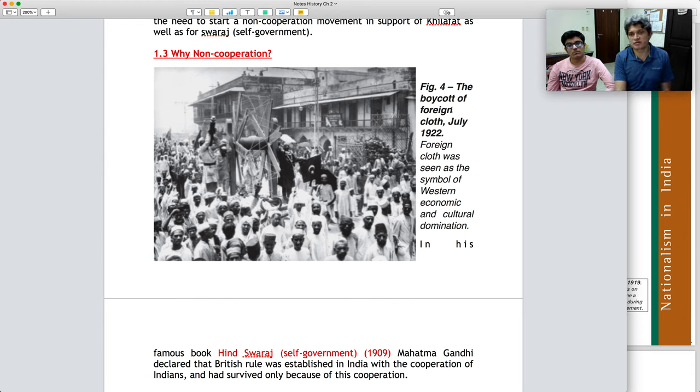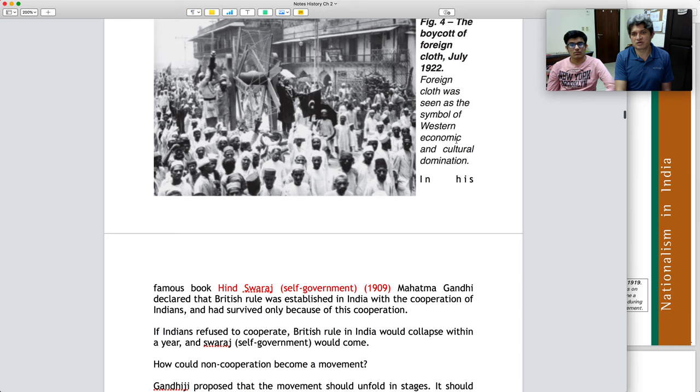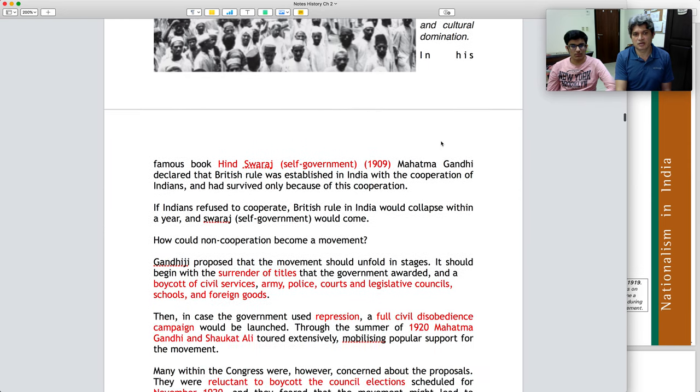So the boycott of foreign cloth in July 1922. Foreign cloth was seen as a symbol of Western economic and cultural domination. In 1909, Gandhiji had written a book, Hind Swaraj, Self-Government.